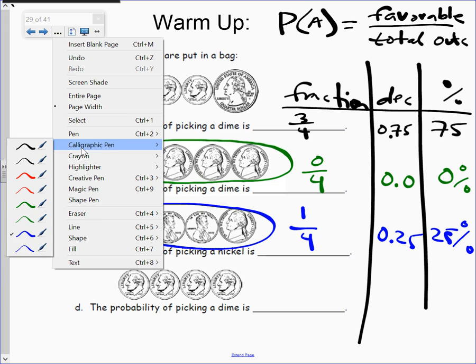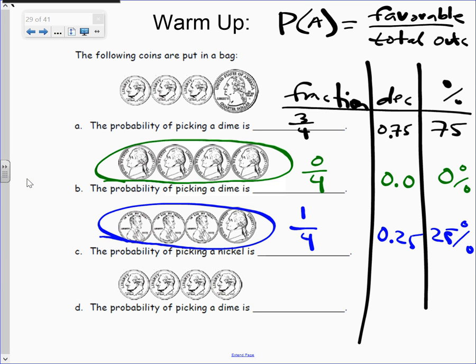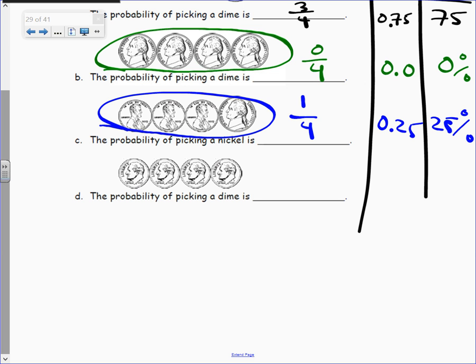And the probability of picking a dime. 4 dimes out of 4 dimes. 4 out of 4, which is just 1. Decimal, 1.0. Percent, 100%.